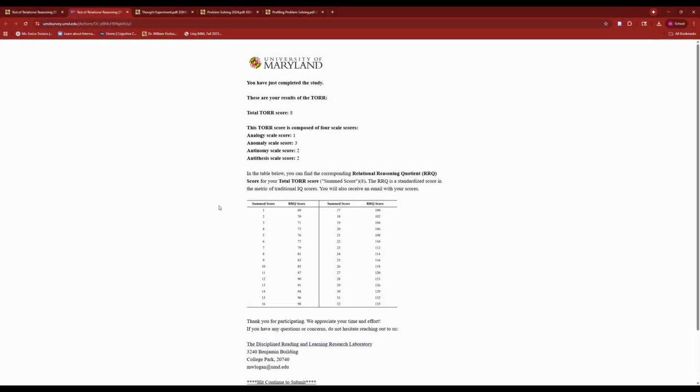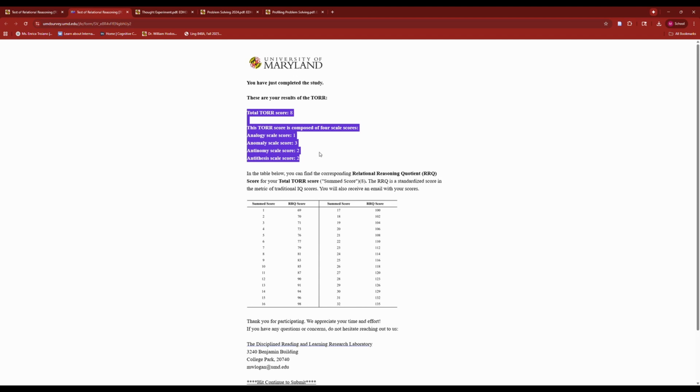So I just finished, and this is my final page. You can see that my total TORR score is 8, and that I have 4 different TORR scores here: analogy, anomaly, antinomy, antitheses. These are the 4 different abstract reasoning scales. My total score is 8. The highest number that you can get for each individual score is 8. And yeah, we can talk more about this next class.